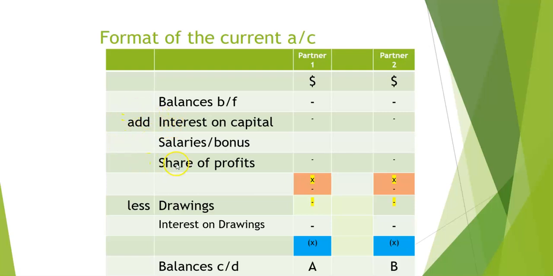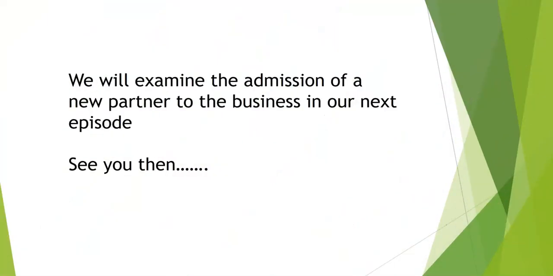And if you examine this carefully, all that's happened is that wherever you took away something on the appropriation account, you added it in the current account. And wherever you added something on the appropriation account, you would have taken it away here on the current account. So that is the partner's current account.